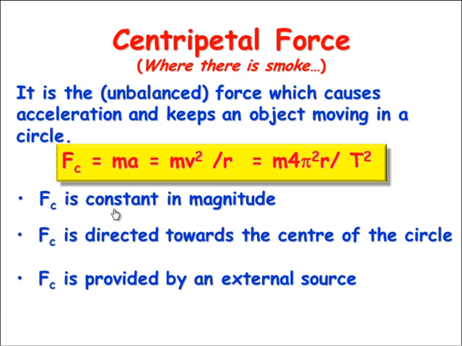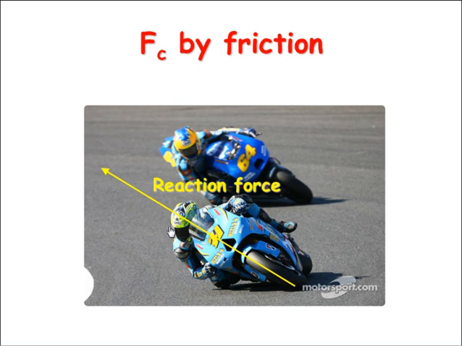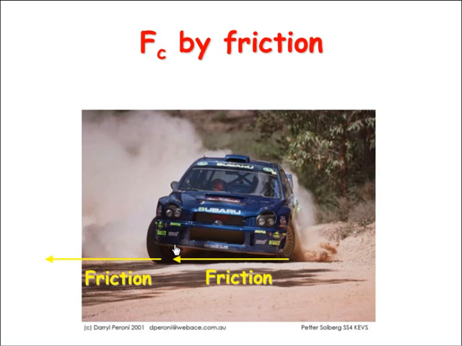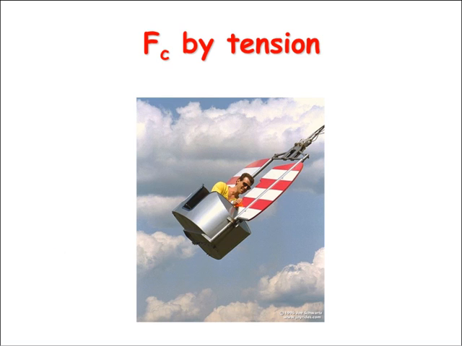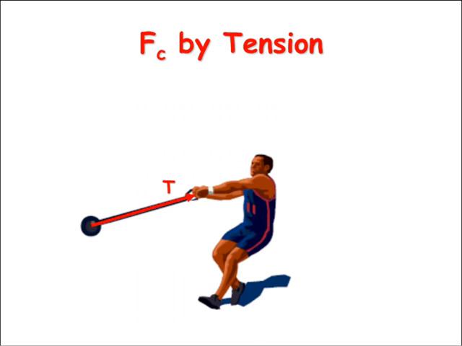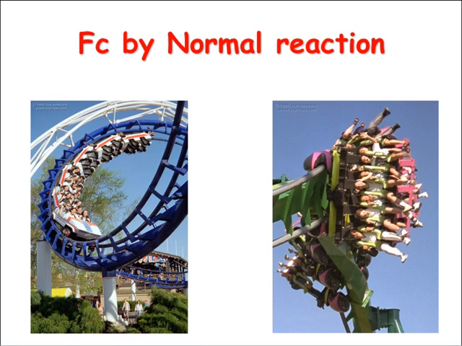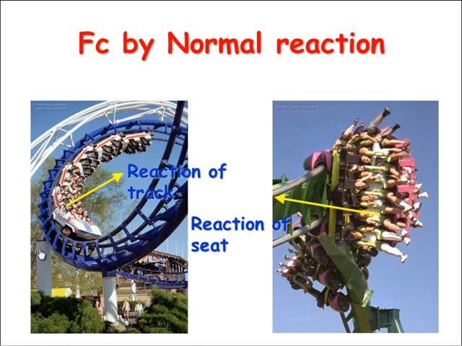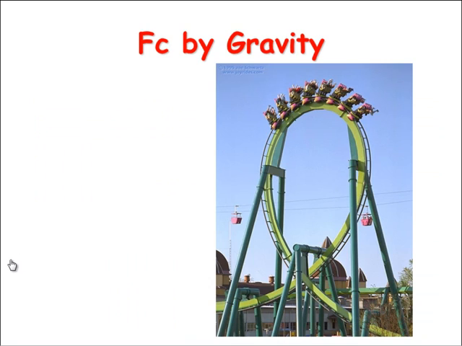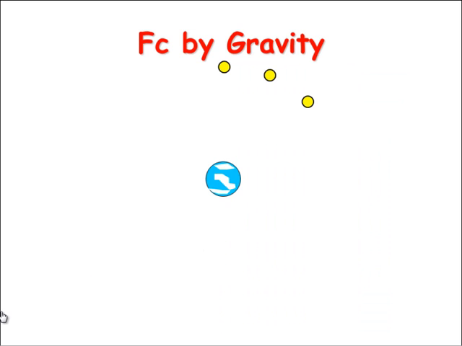In the case that we just had, it was a string, the tension pulling it in. Here we've got the reaction force with the road. Friction is what causes that centripetal force. Friction by the tyres, again, centripetal force. Here we've got tension, tension again. We've got normal reaction force in the case of this roller coaster. In this case, we've got gravity. And of course, to keep the moon orbiting around us, we have centripetal force by gravity.